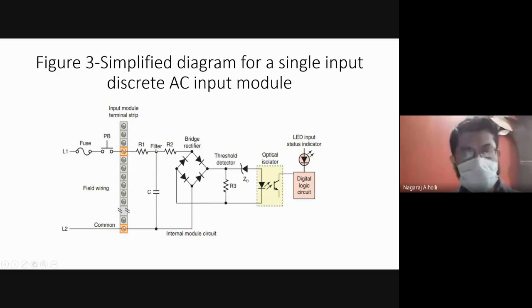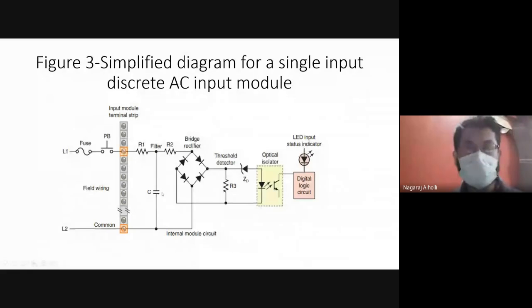From the input channel, it is sent to the filter circuit. This R1, R2 and capacitor are the filter circuit. The combination of R1, R2 and capacitor is a filter section. This filter section will remove the unwanted or noise signals present in the signal coming from the push button or from the input module terminal strip.